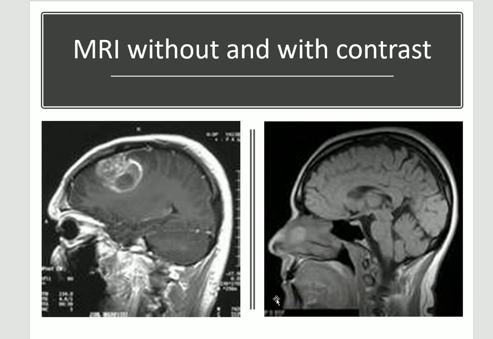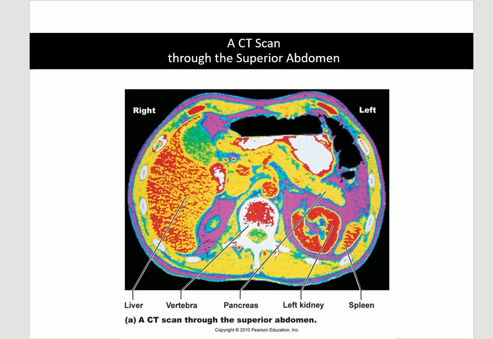MRI with and without contrast. So this is without contrast. This is with. So you can see the contrast is exposing that tumor. This is a CT scan. So grainy, not very crisp and clean. This is a transverse view or cross section. The black space right here is air. So this is a cross section that has cut through the intestines, and you can see air in the intestines. So this person is pretty gassy. The vertebra is bright white. Ribs are bright white.